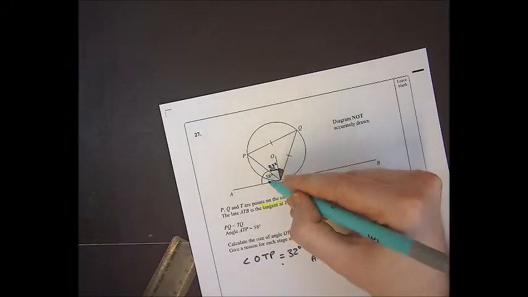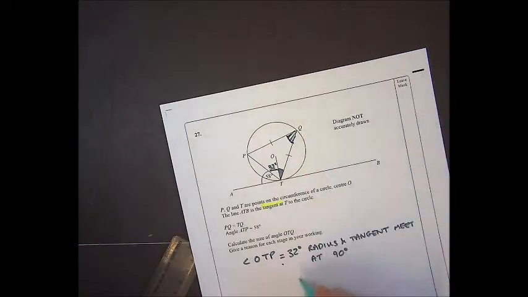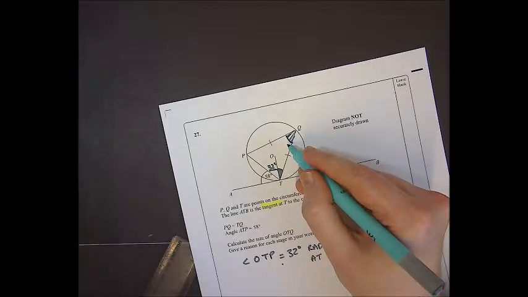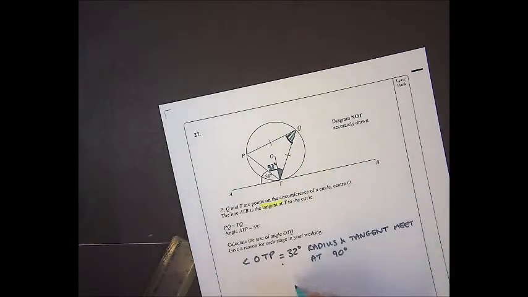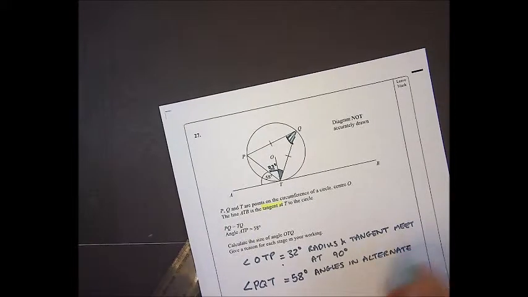Right, I know that this angle here, this 58, and this angle here are the same. And the reason I know that is because this is angles in alternate segments. So I am going to say that PQT is 58 degrees because angles in alternate segments are equal.